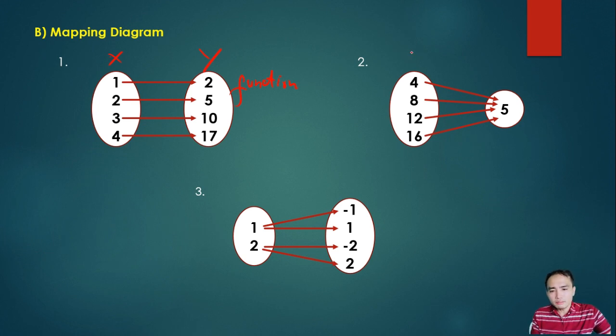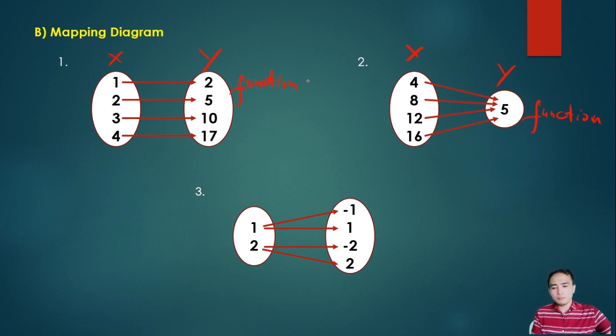Number 2, for the x values natin, we have 4, 8, 12, and 16. And for the y value naman, we have only 1, which is 5. So, yung mga x values natin, nag-share sila sa isang output. So, this is many to one. Many to one relation. And this is also a function. Kasi dito lang tayo magbe-base sa ating x values. Kapag magkaiba yung ating x values, regardless of our y values, so that is called function.